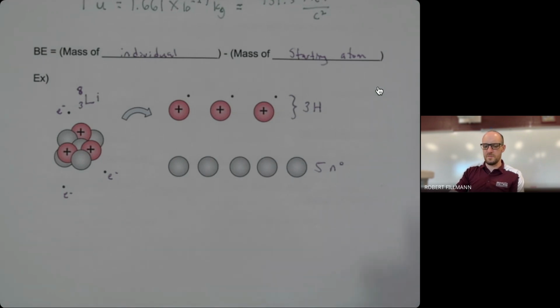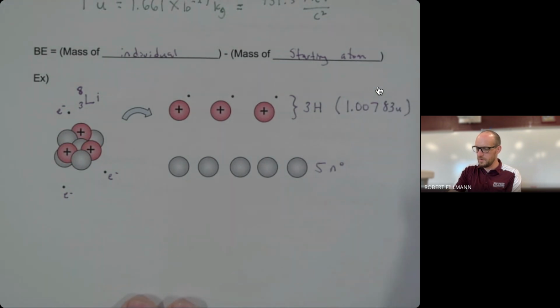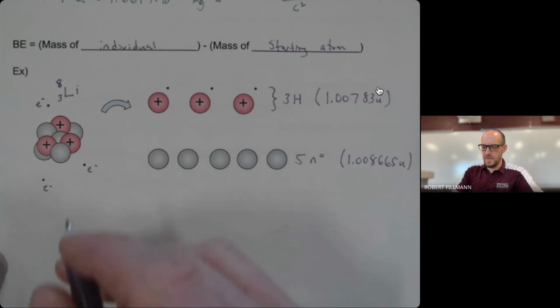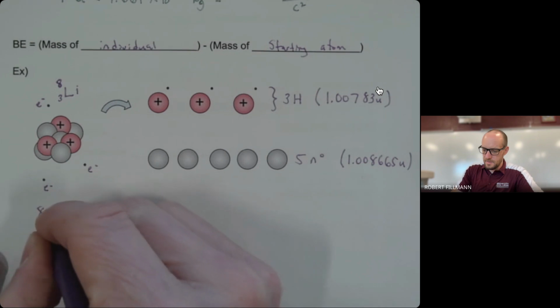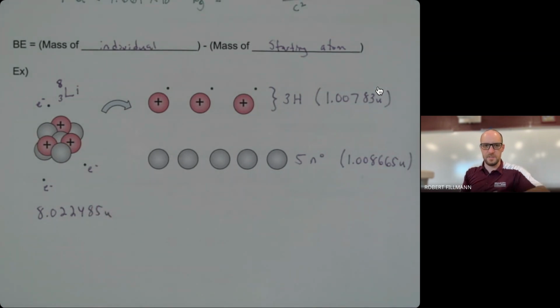So if I look up the masses of these things, the mass of a hydrogen atom is precisely 1.00783 atomic mass units. That's the mass of each one. Okay, just a little bit over 1. And I've got 3 of them, so I got to multiply that by 3. And the mass of a neutron, 1.008665, so slightly more massive than a hydrogen atom, atomic mass units. And when I look up the mass of lithium-8, it has a mass of 8.022485 atomic mass units. Okay.